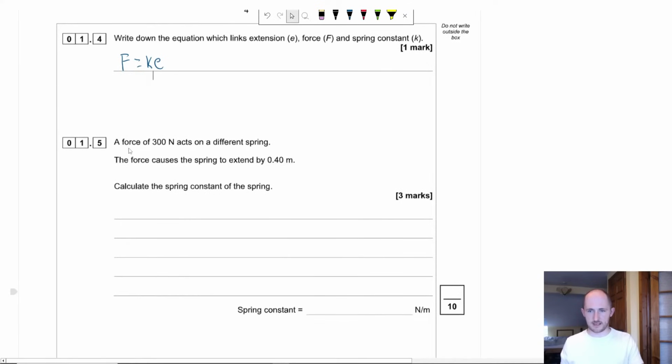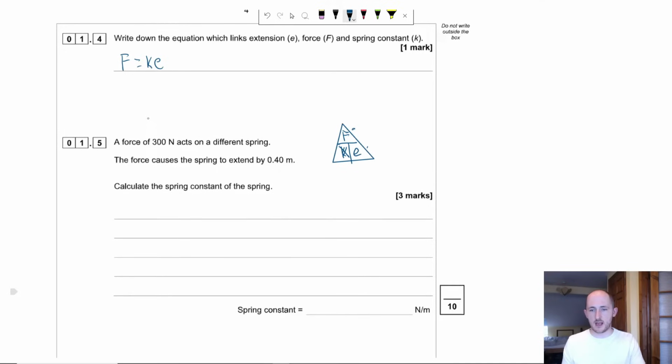And for part 5, it says a force of 300 newtons acts on a different spring and it extends by 0.4 meters. Calculate the spring constant. So all we're trying to do here is using this equation at the top, so F equals KE, to work out K. So you can use it as a formula triangle if you'd like. So let's do a little triangle, and that'd be F, K, E. If we're covering up K, then it's going to be force over extension. Or if you're a bit more mathematically inclined, you can just rearrange this formula by dividing both sides by E.